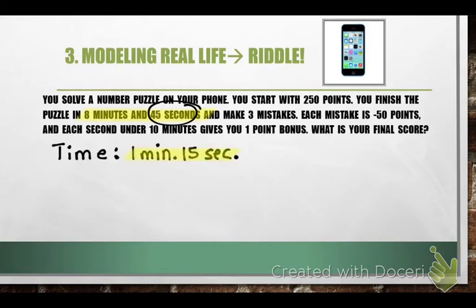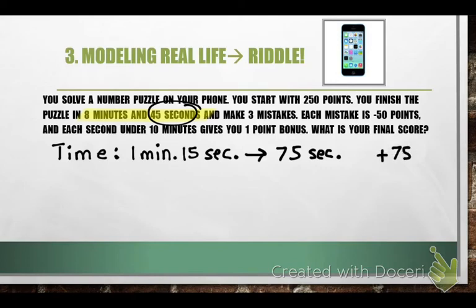Let's change this into all seconds. How many seconds did we say are in a minute? 60. Okay, so this right here is 60 seconds. What would 60 plus 15 seconds be? How much is that? 75 seconds. Okay, so I want you guys to just draw a little arrow over there. That is 75 seconds. What did it tell me I would get for every single second that was under 10 minutes? A 1 point bonus. So do I have positive 75 or negative 75? I've got positive.